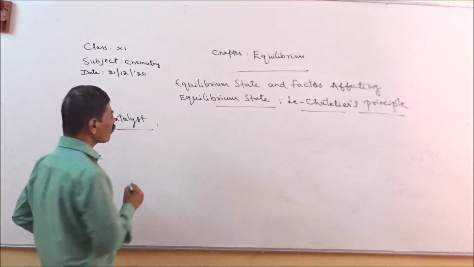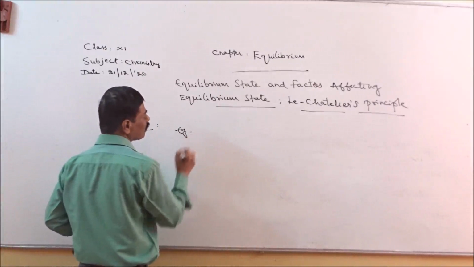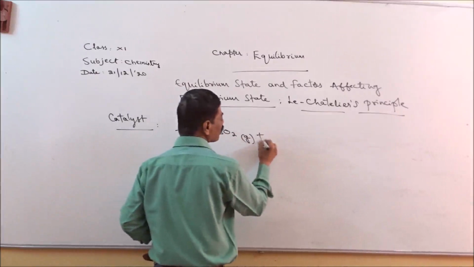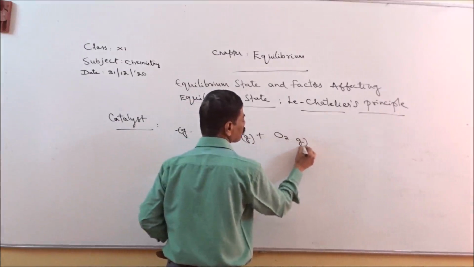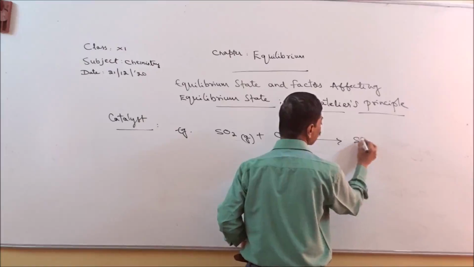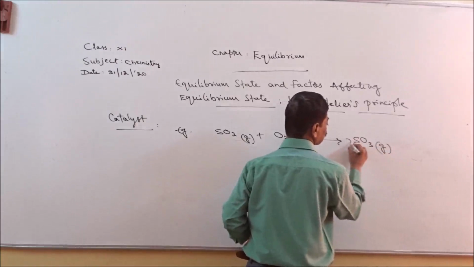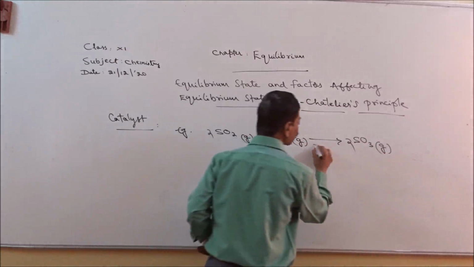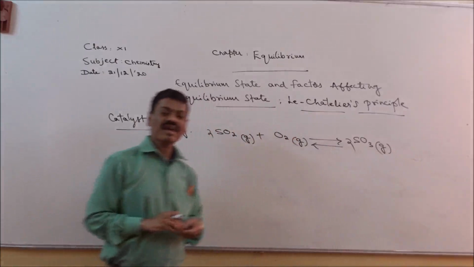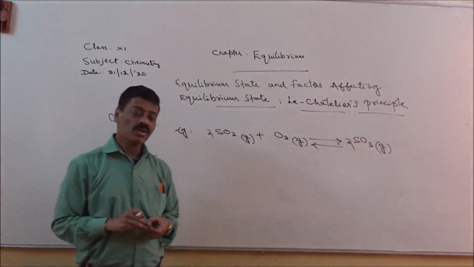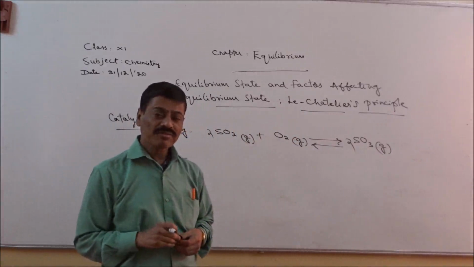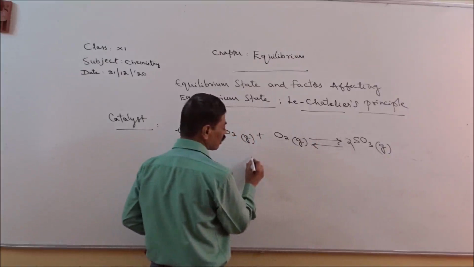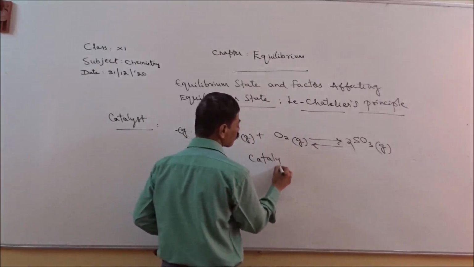Now let us see one best example for this reaction. Sulfur dioxide is a gas. When it chemically reacts with oxygen gas, it gives rise to sulfur trioxide gas. And it is a reversible reaction. This reaction will occur slowly to form the product. If you add a small amount of divanadium pentoxide, here the catalyst used is divanadium pentoxide.